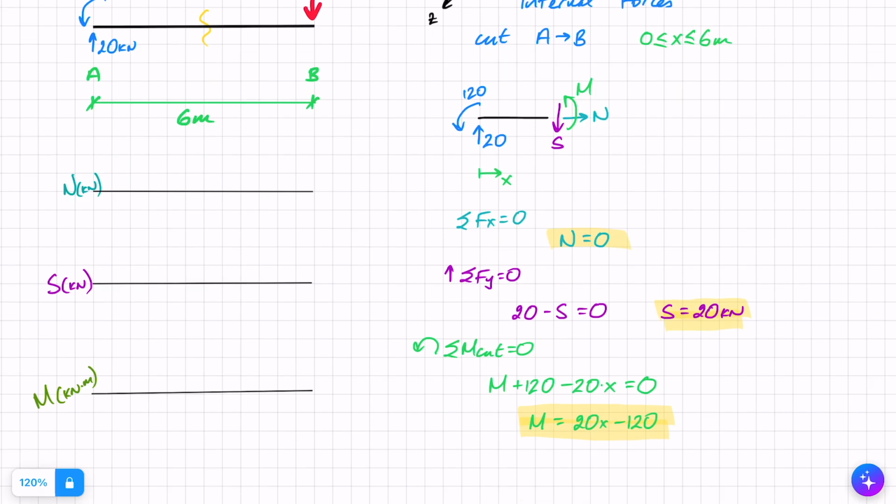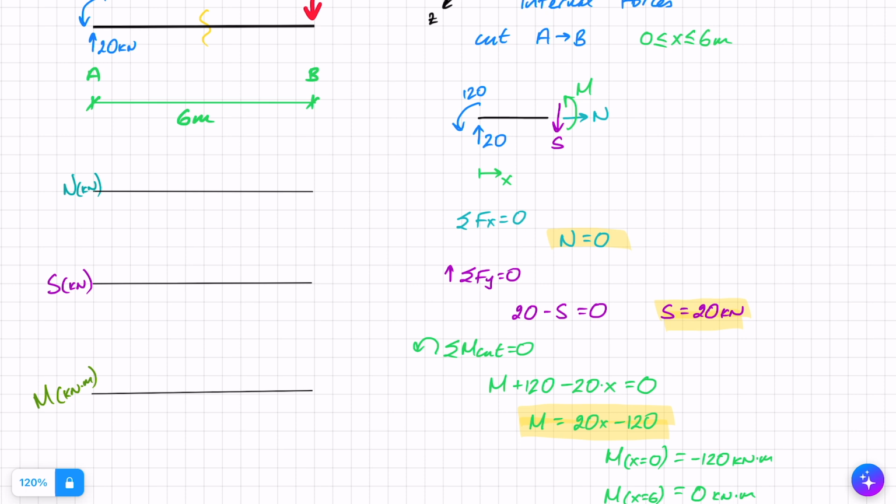Now I'm interested in a few points, so I want to know what happens when x equals 0, and I want to know what happens when x equals 6, so at point A and point B. When x equals 0, I can easily see that I get minus 120 kilonewton meters, and when x equals 6, I can see that I get 120 minus 120, so I get 0 kilonewton meters. And now we're ready to plot everything on these graphs.